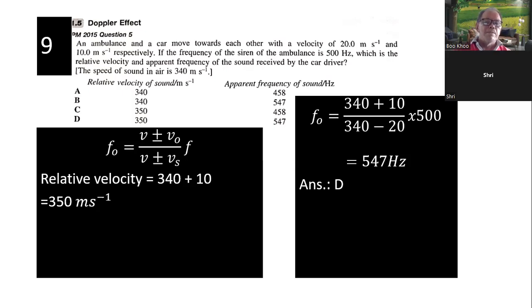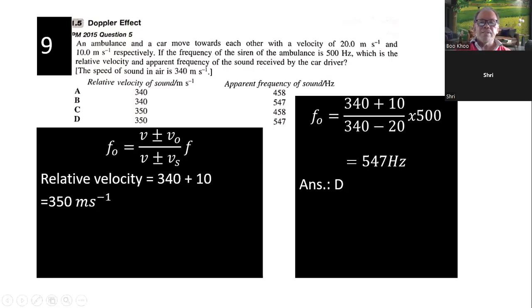V0 is the car because the car is the observer, right? We know the car is the one that's moving. The speed of the car and the speed of sound, they are moving towards each other, so you add the speeds together. The velocity of the car and the velocity of the sound. They are moving towards each other. That's why you add them up.